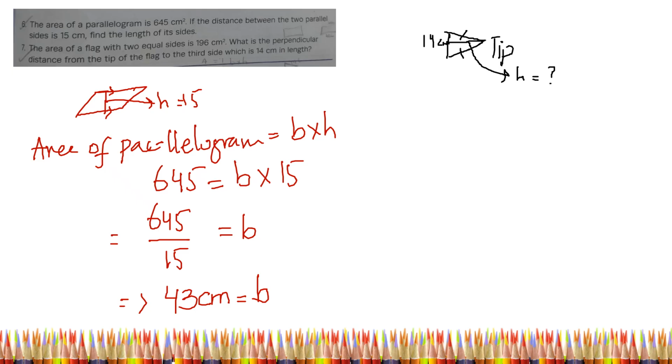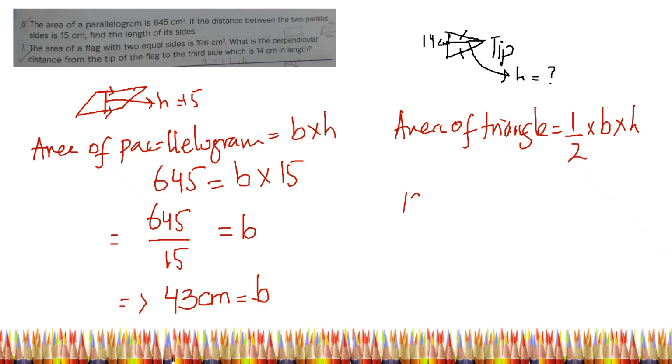So now you have to of course apply the formula for area of triangle. Area of triangle is equal to 1/2 multiplied by b multiplied by h. Now the area of triangle is given as 196, that is the area of the flake. This is basically our flake, which is triangular, right? 196 and 1/2. We know the base, that is 14, and we don't know the height. We have to find it. The perpendicular distance is the straight line from the tip to the third side, which is of course the height.